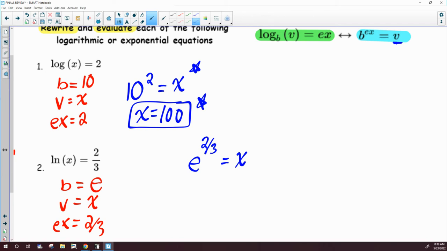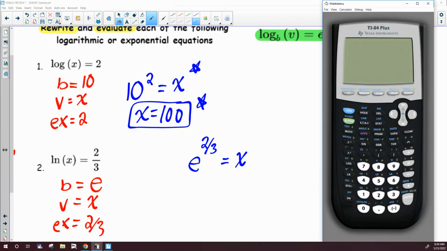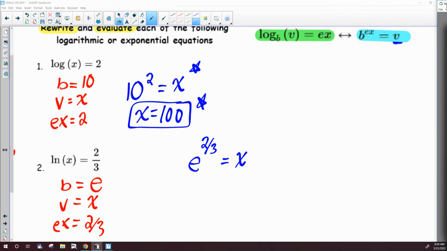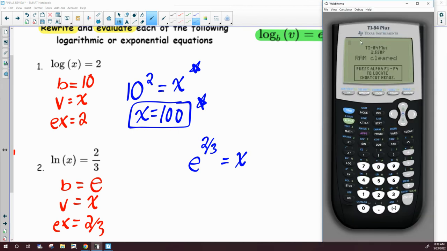Now it's been a minute. Maybe you don't quite remember how to put in e. I'm going to show it up here so it's in the video. So second ln, there's your e. And how do we type in 2/3? 2 divided by 3. Hit enter. 1 point, how many decimal places? 3 numbers. So 1.948 if you round up. 1.948.